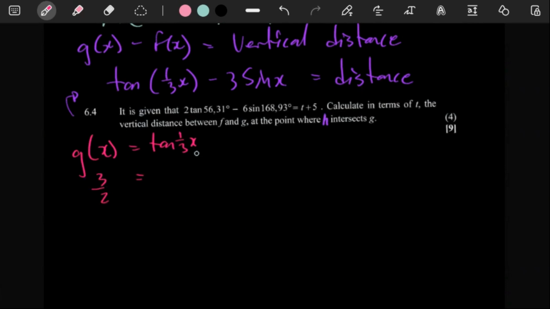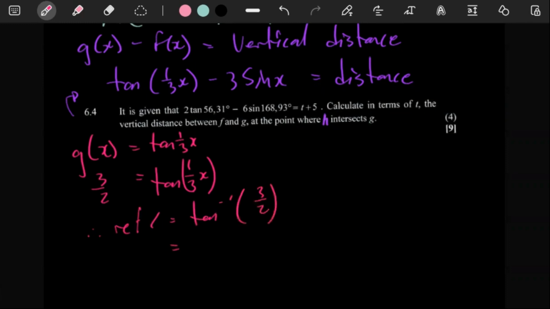So 3 over 2 is equal to tan of a third x. That's quite interesting. You have to get your reference angle and stuff like that here. Therefore, the reference angle is shift tan of 3 over 2. We're getting there. 56.31. That's your reference angle.